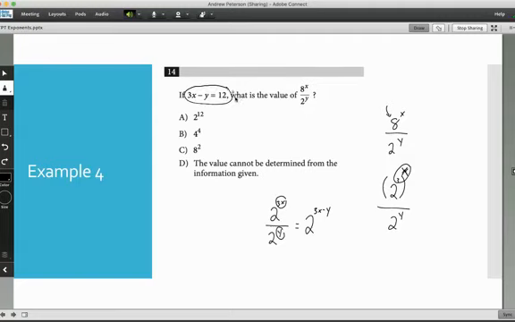And now this piece of information that we were using before that we really thought had almost nothing to do with anything allows us to make a direct substitution. Because if I know that 3x minus y is equal to 12, well then great. This 3x minus y down here is also equal to 12. And therefore I can substitute the 12 in and realize that my answer over here is answer choice A, 2 to the 12th. All right.